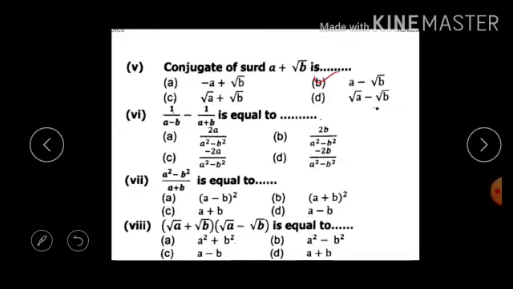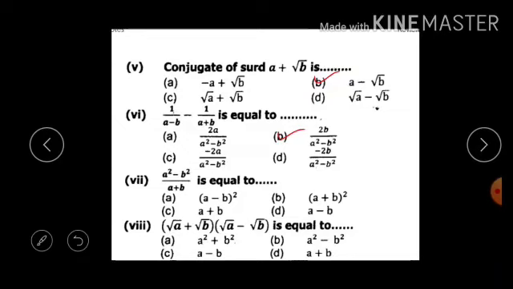Part 6. 1 divided by A minus B, minus 1 divided by A plus B is equal to option A, 2A divided by A square minus B square. Option B, 2B divided by A square minus B square. Option C, minus 2A divided by A square minus B square. Option D, minus 2B divided by A square minus B square. So the answer is B, 2B divided by A square minus B square.